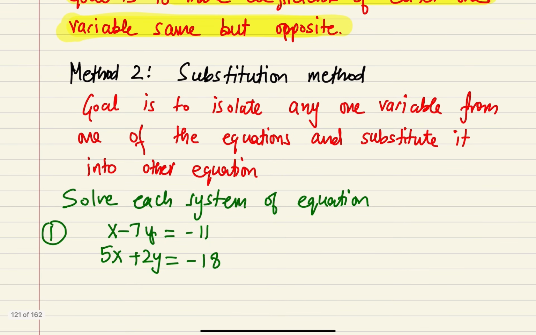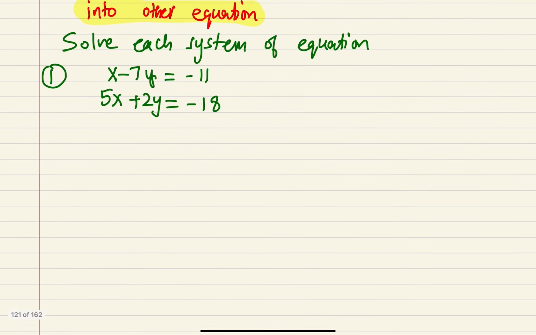The second method is the substitution method. The goal in this case is to isolate any one variable from one of the equations and substitute it into the other equation and solve that equation. Let's go ahead and look at the examples.